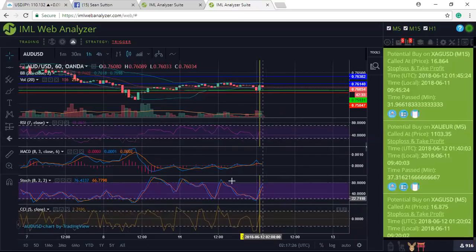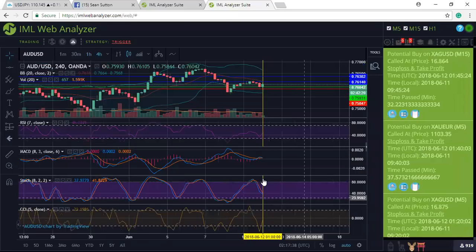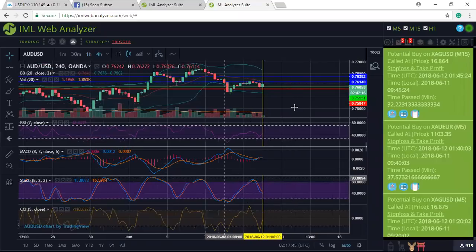Pullback. Volume, is it decent? RSI, is it overbought, oversold? Candles, where are they? Which way is it pointing? All right, so you go to the 4-hour, which is right here. Where is it going? Pullback right there. RSI pointing up, CCI pointing up. So it's going to give you some indications on, well, how far can I go? How long do I stay in?